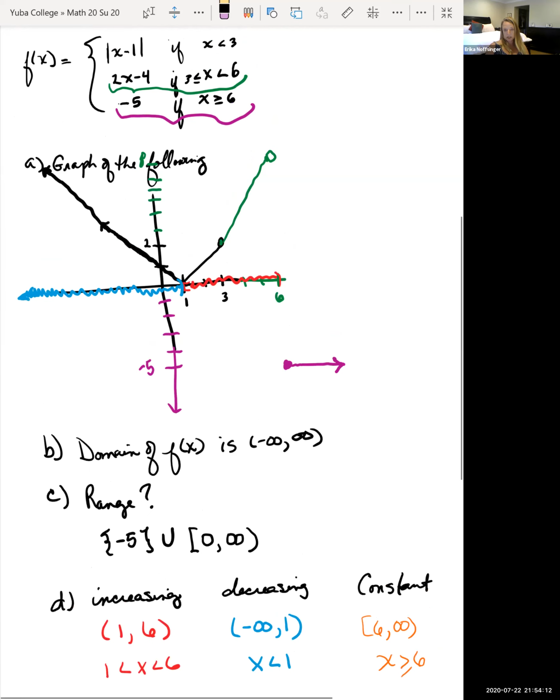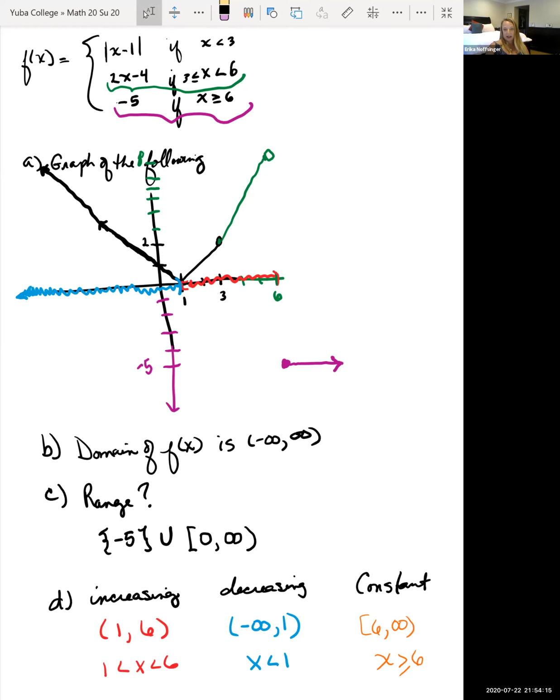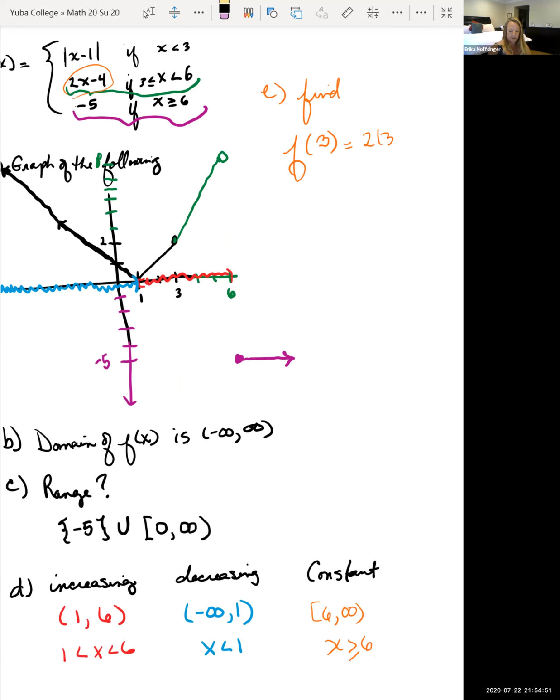You should be able to answer questions about the graph, find f of some value. So if it said find f of 3, you should know which equation you would be using. It depends on which interval it falls in. Well, x equals 3 falls in when 3 is less than or equal to x is less than 6. So this would tell me that I'm using my second equation for this. And so this would be 2 times 3 minus 4, which is 6 minus 4, which is equal to 2.